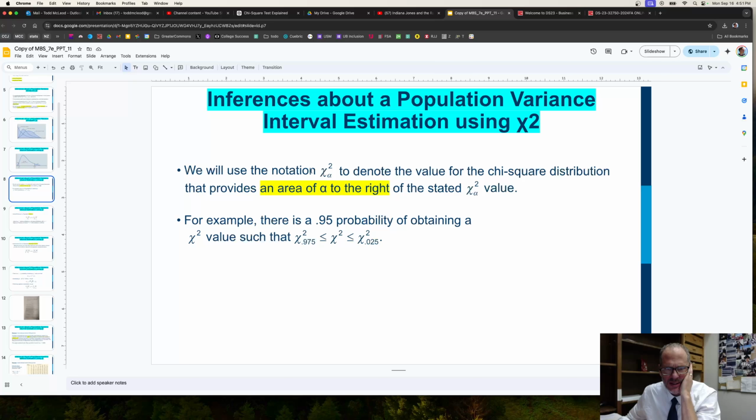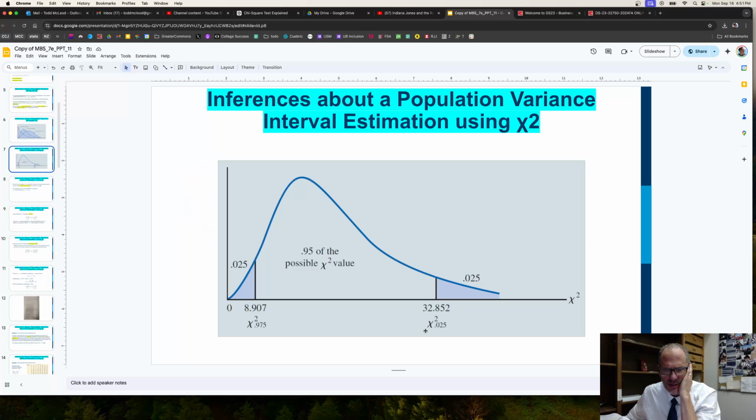So we'll use this notation to denote the value of the chi-square distribution that provides an area of alpha to the right of the stated chi alpha squared value. And so this is the area to the right. So here's the area to the right, chi-square 0.025, and that will be this area over to the right.